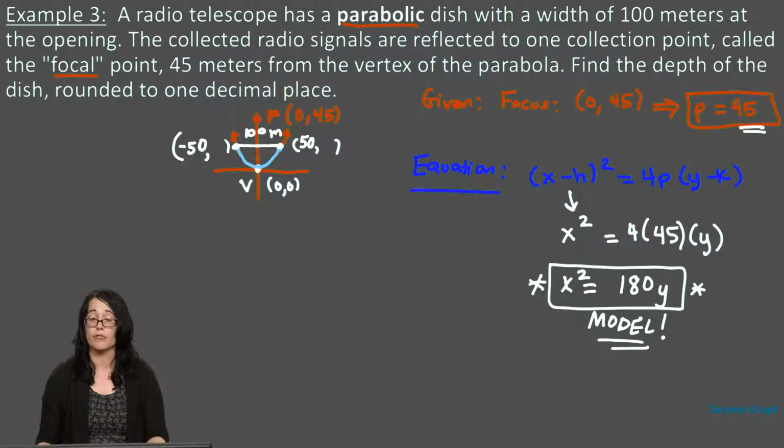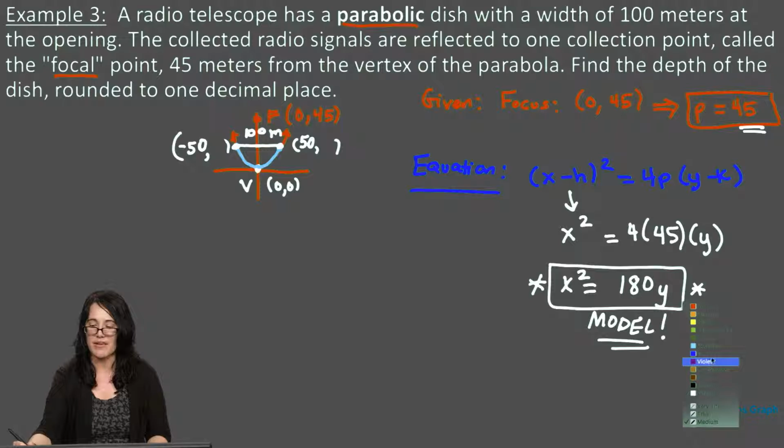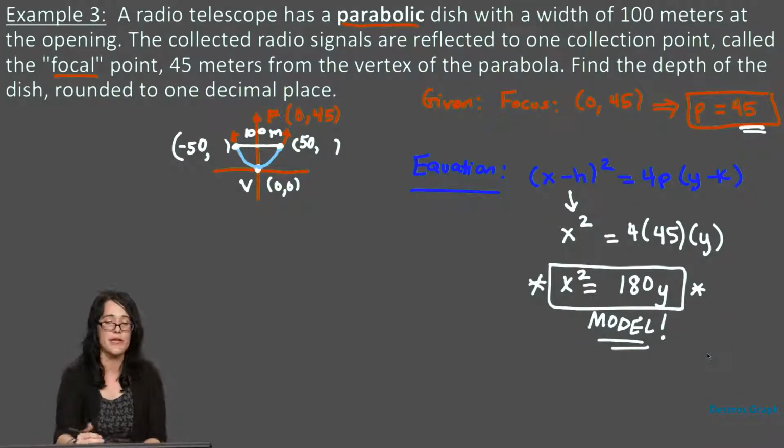So let's take a look at our third and final sentence. It said, could you find the depth of this dish? And round your answer to 1 decimal place. So how would I even begin? Well, what does it mean by depth? If you take a look at your dish, we know that the width that it's opening is 100 meters. So where do you think the depth would be? How deep is the dish?